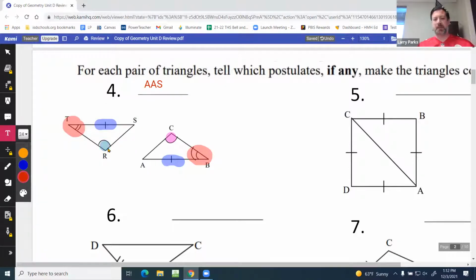Now, the common mistake might be to call this angle, skip a side, skip an angle, side, angle. You can't do that. So you want to start on either end and work your way to the middle. So you would also not start at T.